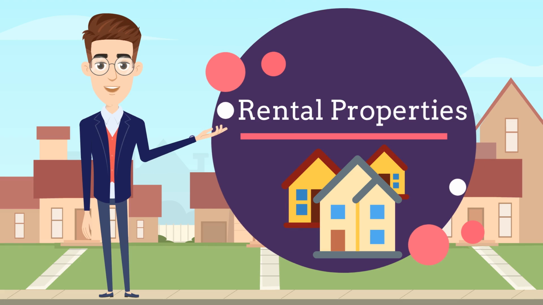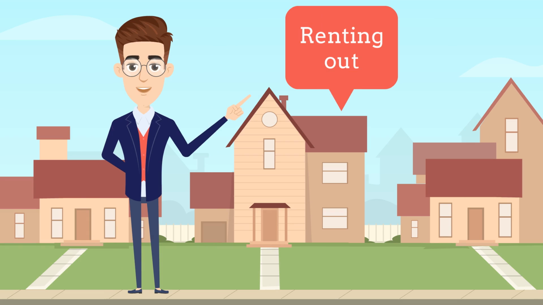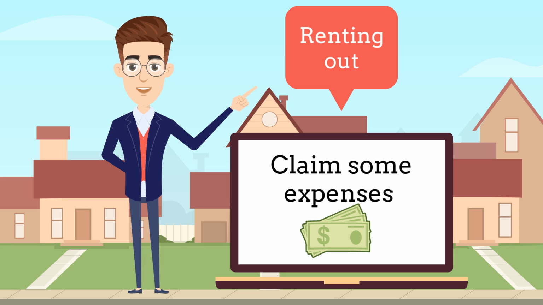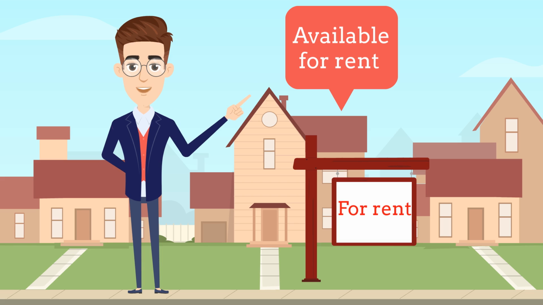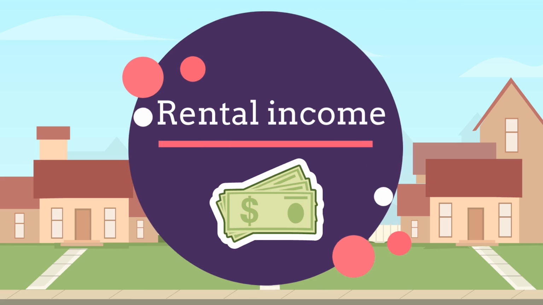Today we will be looking at rental properties. Generally, when renting out a property, you declare the rental income received and you can also claim some expenses incurred for the time the property is rented or is genuinely available for rent. A property is genuinely available for rent where it is advertised and tenants are reasonably likely to rent the property.